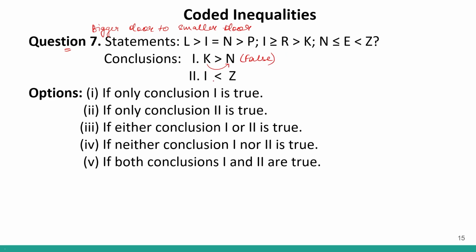Now, coming to conclusion 2, Z is greater than I, so I have to move from Z to I. So Z is over here. Z is greater than or equal to E, E is greater than or equal to N, and N is equal to I. So based on this information, I can definitely say that Z is greater than I. So this conclusion is true. So my answer will be that only conclusion 2 follows. Therefore, option number 2. Correct?